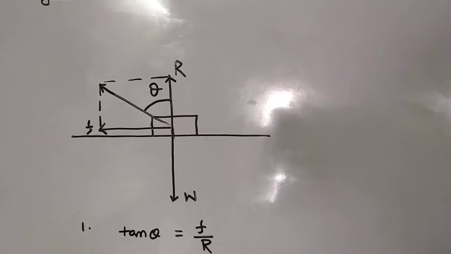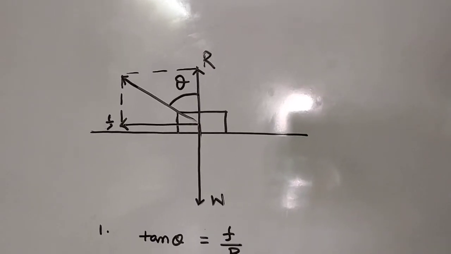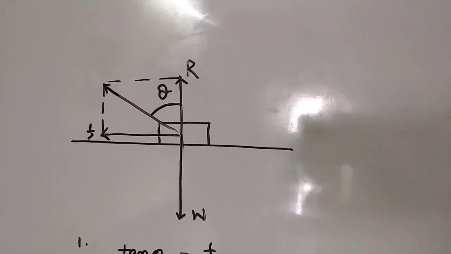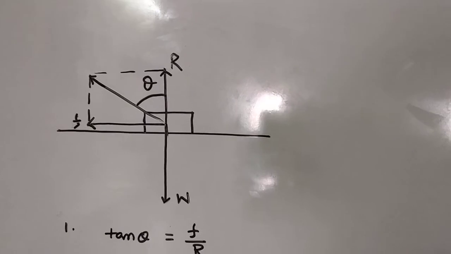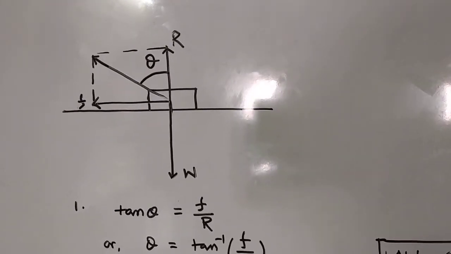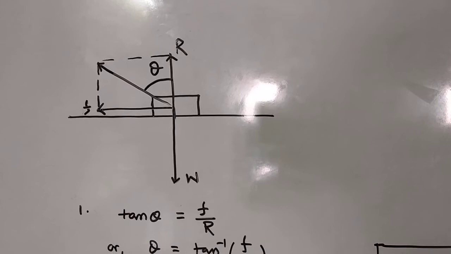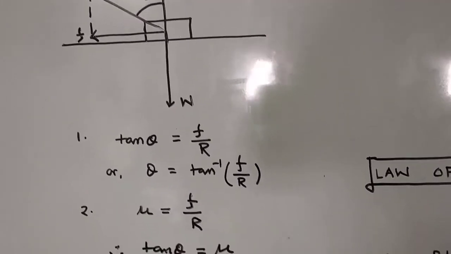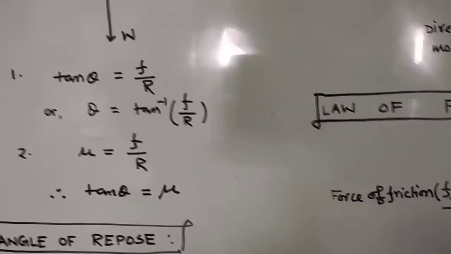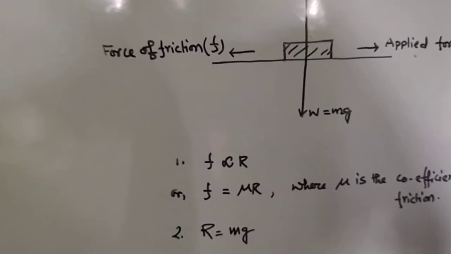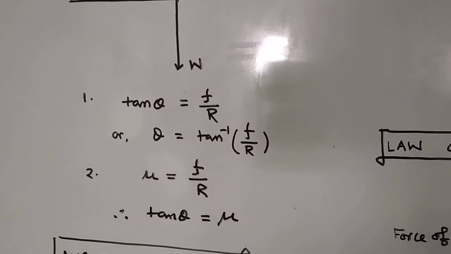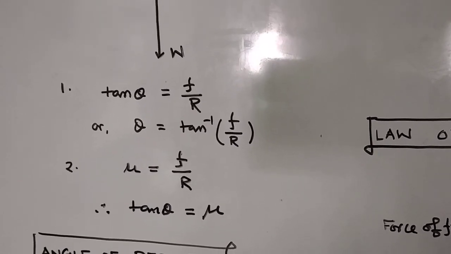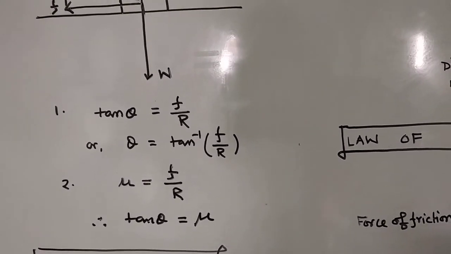So let me repeat once again. Angle of friction is the angle made by the resultant of the force of friction and normal reaction with the normal reaction. So here the resultant is the diagonal, and it makes an angle theta with the normal reaction. So tan theta is nothing but perpendicular by base. We are considering the magnitude, that is F by R, or theta equal to tan inverse of F by R. And also from the law of friction, mu equal to F by R. So from 1 and 2 you can say tan theta equal to mu. So you can say that tangent of the angle of friction is nothing but the coefficient of friction.